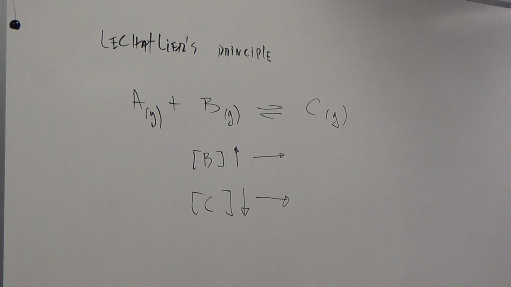Because B needs to be used up. And it's used up if it goes forward. If it goes reverse, B is not used up, you make more B.